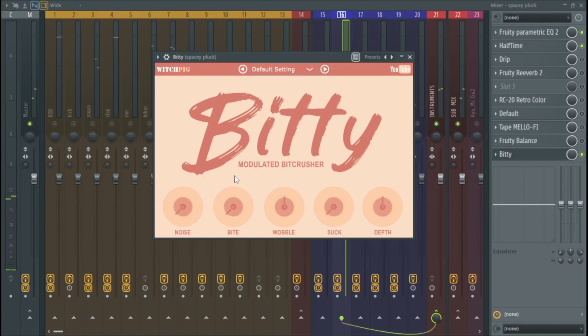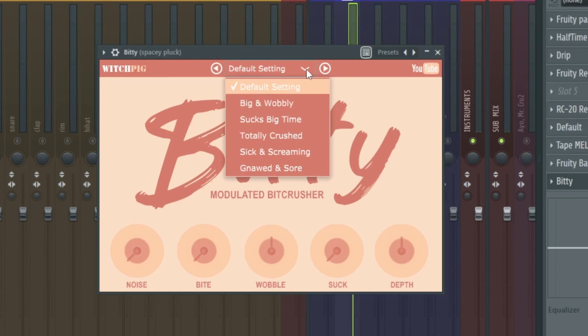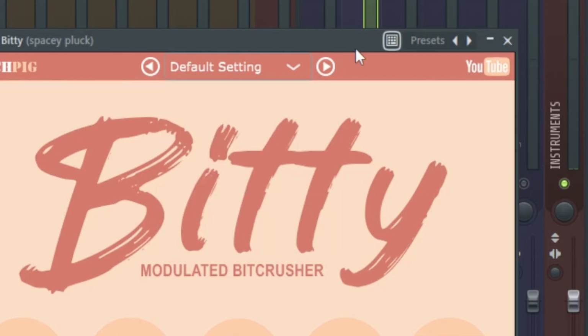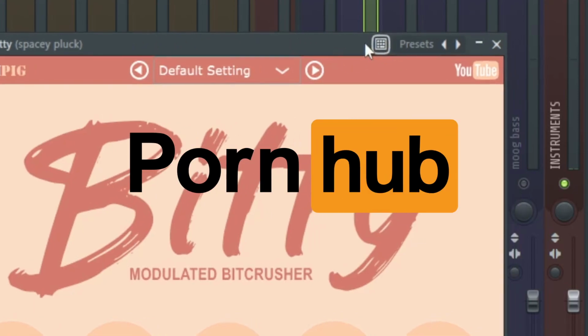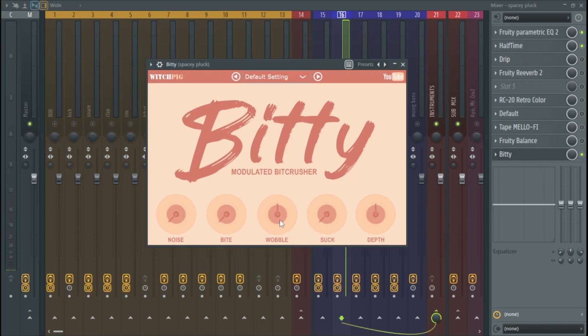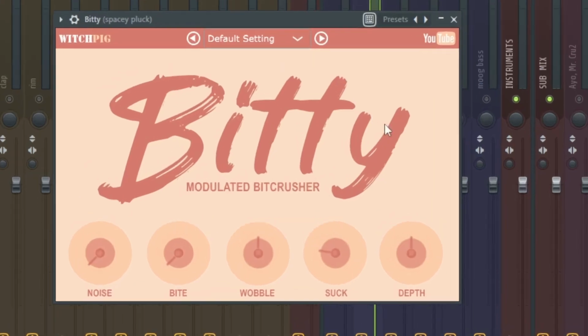So in terms of presets, we don't really get a lot. I didn't really hear too much that I was impressed by, although big shout out to some of these names. I don't know if this is a joke on me or if this is a plugin that's sponsored by Pornhub, but here we are. Okay, so let's mess around with some of these knobs. Let's make it wobble, let's bite them, let's suck them a little bit and see what we can come up with.